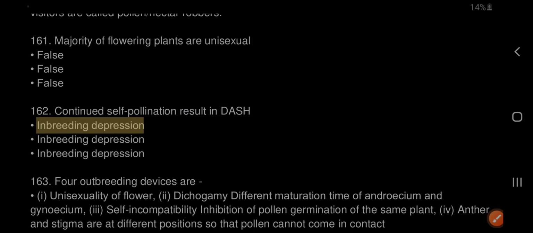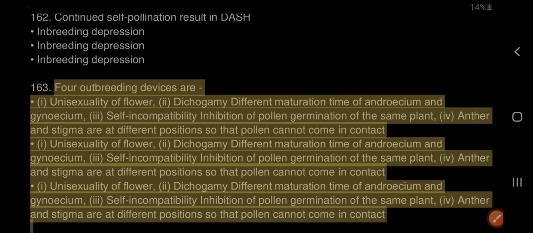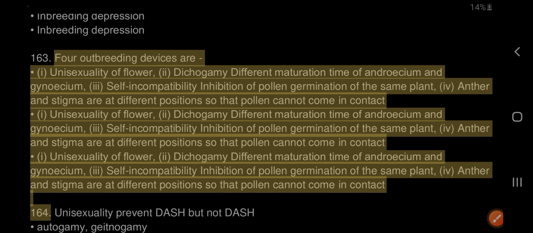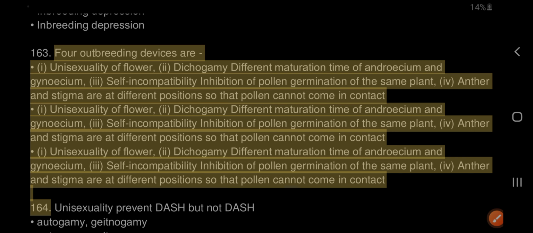163. Four outbreeding devices are: I. Unisexuality of flower. II. Dichogamy: different maturation time of androecium and gynoecium. III. Self-incompatibility: inhibition of pollen germination of the same plant. IV. Anther and stigma are at different positions so that pollen cannot come in contact.